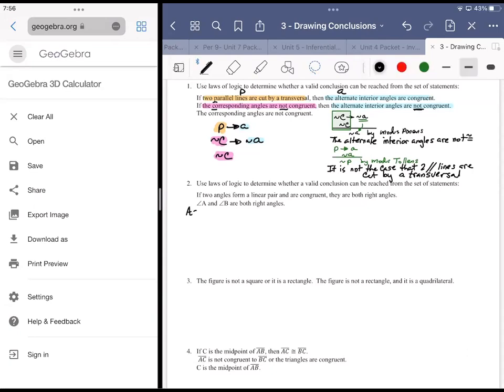But it wouldn't be the worst idea in the world to stipulate that. So assume angle A and angle B are the two angles referenced in the first premise, or in the, well, there's only one premise.